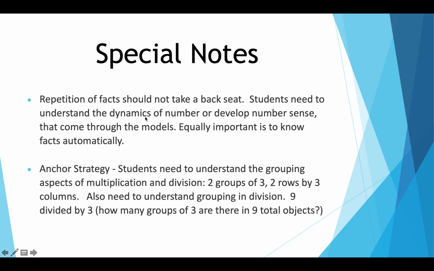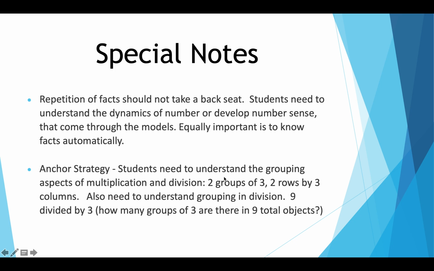Students need to understand the dynamics of number or develop number sense, and that comes through the models, the arrays, the grouping. The content that you're going to cover in the lessons will cover that, but the modeling doesn't have to be memorized. It doesn't have to be repeated a lot.